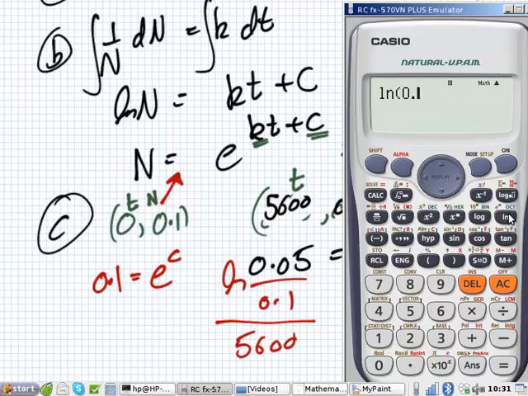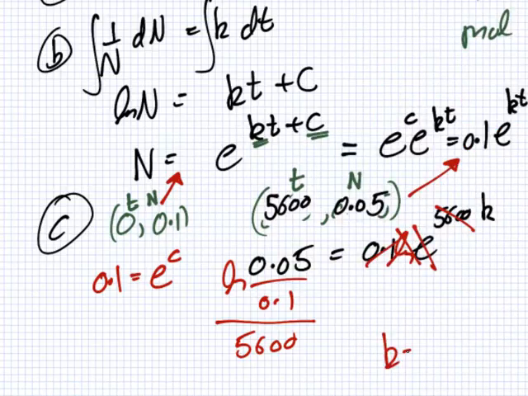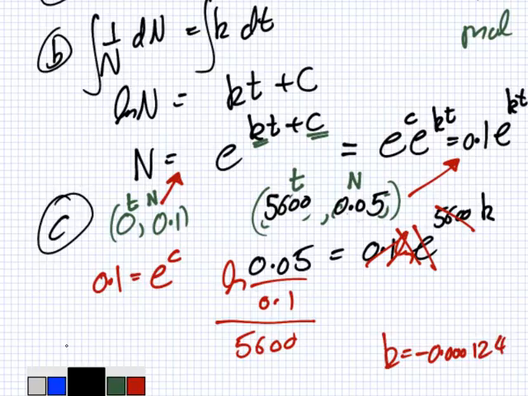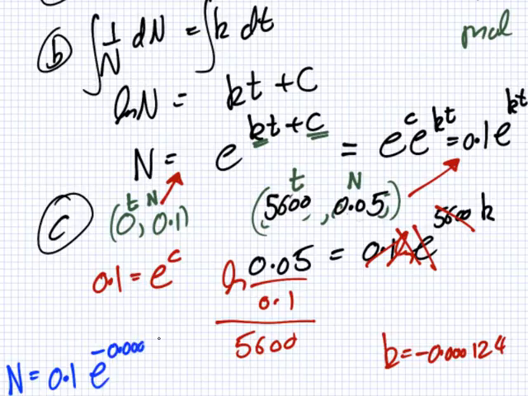Log 0.05 over 0.1. There's the negative I was expecting. Divided by 5600. And you get minus 0.000124. K equals minus 0.000124. So my final answer is N equals 0.1 E to the minus 0.000124 T. So this is the number of nuclei remaining after time T.